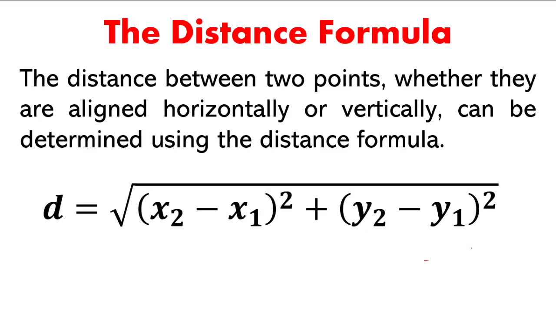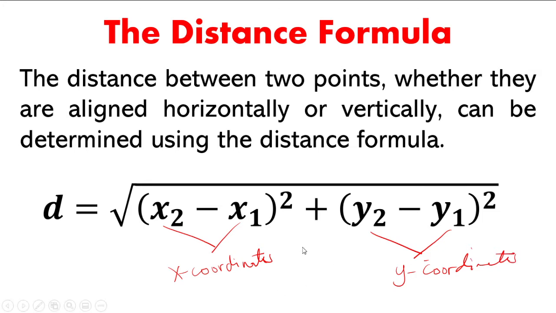The distance between 2 points, whether they are aligned horizontally or vertically, can be determined using the distance formula. D is equal to the square root of x sub 2 minus x sub 1 quantity square plus y sub 2 minus y sub 1 quantity square, in which x sub 2 and x sub 1 are called the x coordinates, y sub 2 and y sub 1 are y coordinates.